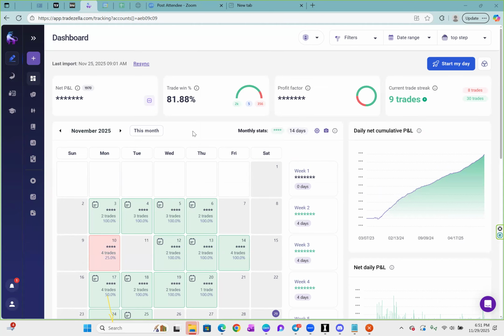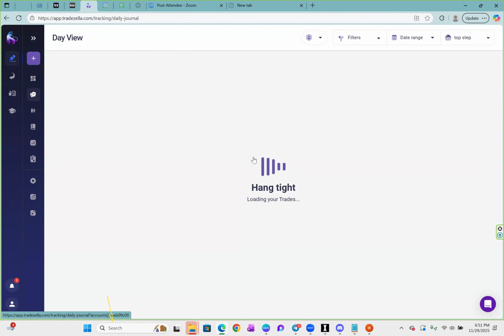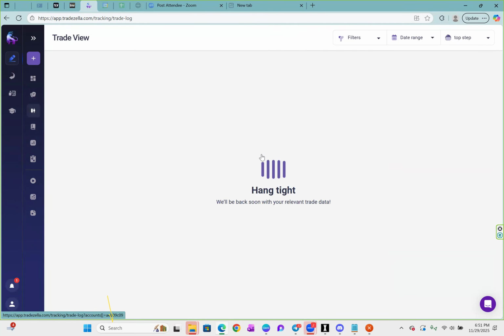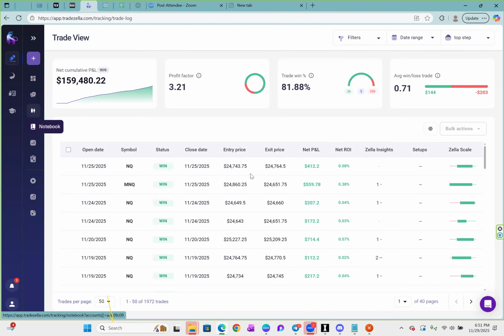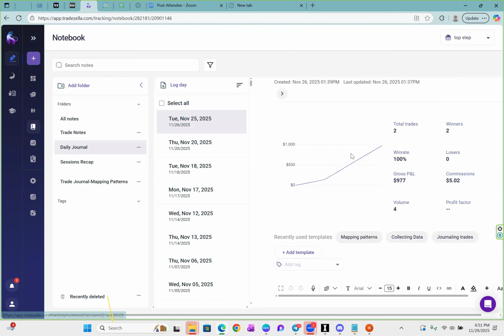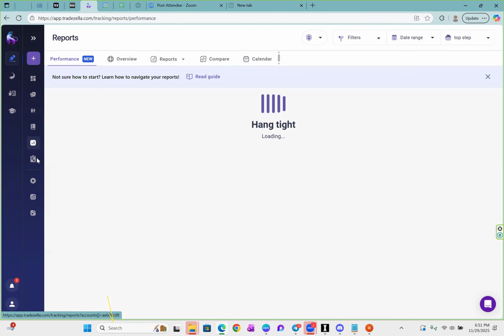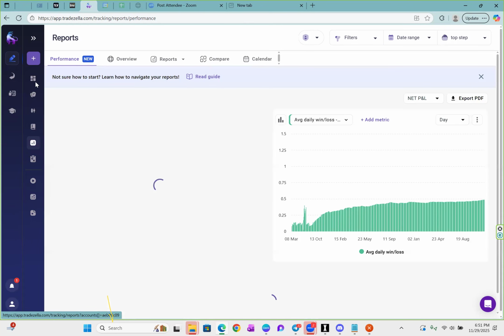I like it. Is there a free version? No, there's no free trial, unfortunately. But yeah, it's really nice. You can have a day view. Like if you click day view, you can view it like this. You can do trade view where you can actually see it like that. You can do your folders, so you can do it like this. You could do reports. There's just so much that you can do within this. So it's 100% worth it.